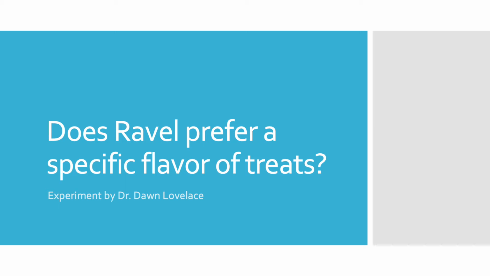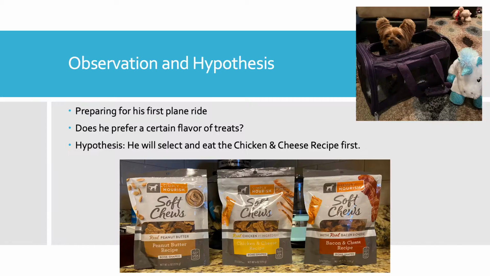All right, so this is an example of what you can do to present your experiment that you have done. So what I did is I asked, does Ravel, which is my dog, prefer a specific flavor of treats? So how did I get to this?